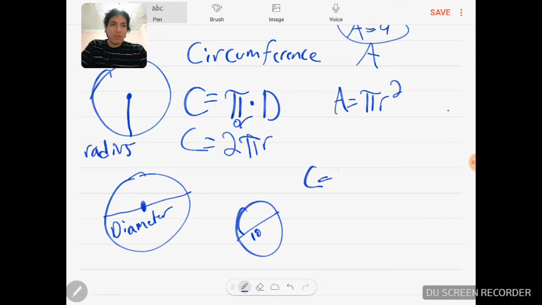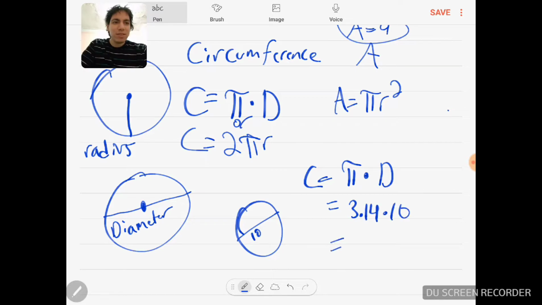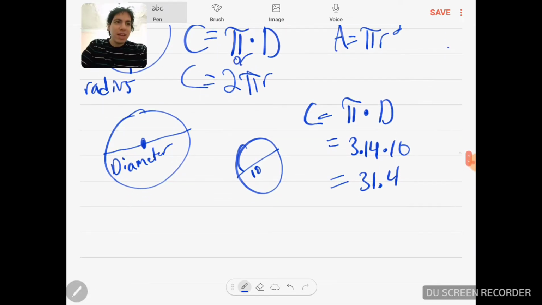So the circumference here would be 2. Oh, see, I did that wrong. It's not 2. I was trying to use the radius one when the whole line segment is 10. So here it would be pi times the diameter, which I know is 10, and for pi you could just use the first 3 digits, 3.14, times 10, I would get 31.4. And the area will be pi times r squared.